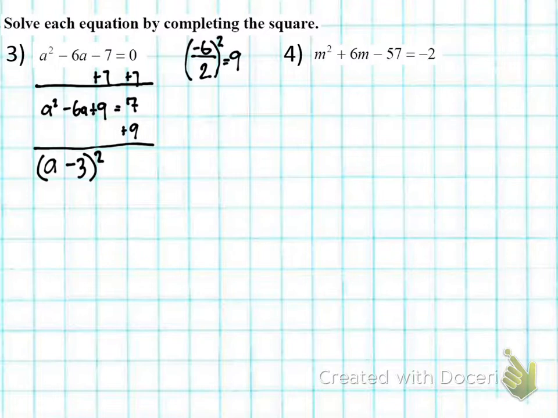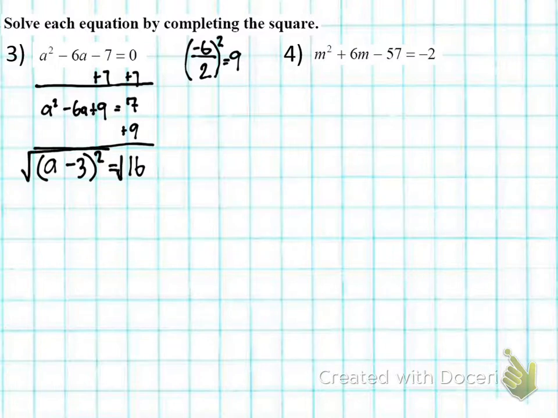The right side, let's simplify. What's 7 plus 9? 16. Good. Okay. Step 4. Let's all read step 4 on the board. What does it say? Okay, good. So I'm going to take the square root of both sides. We're all taking the square root of both sides here.